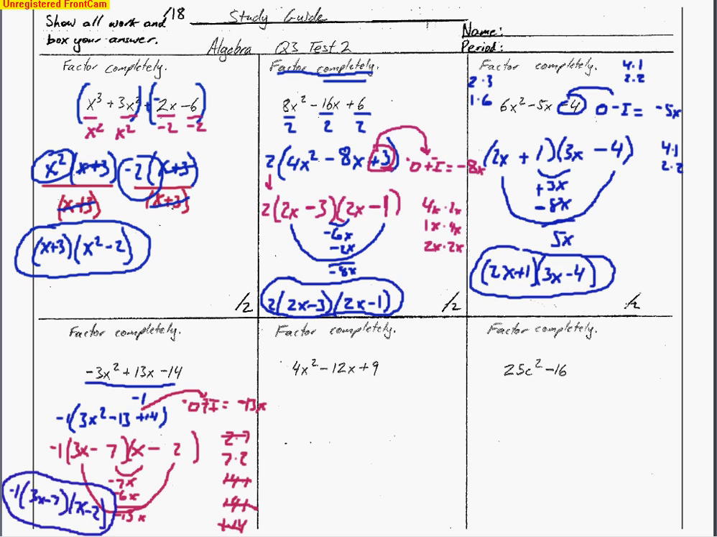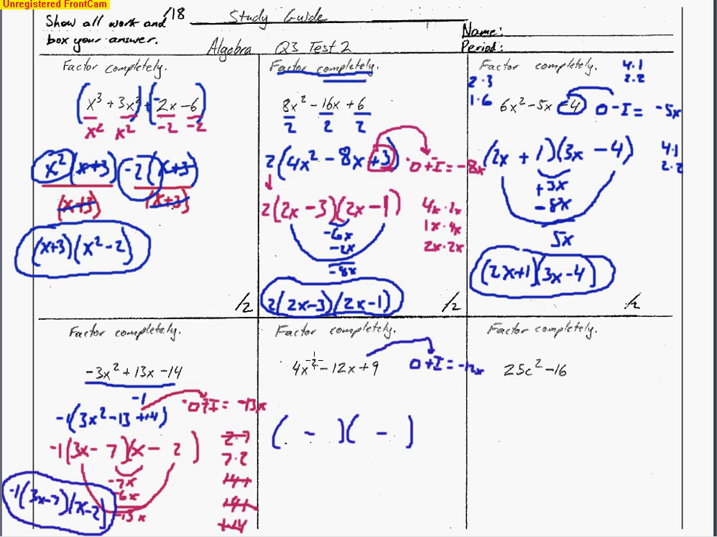Looking at the next one here, we've got a positive sign as the last term, and I see no common factors. So the plus sign tells me that I'm going to add the outside and inside terms, and they're going to add to make a negative 12x. So what that does for me right away is I know I'm going to end up with a minus and a minus sign.